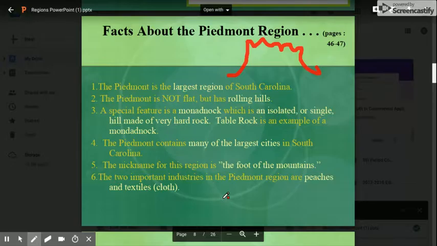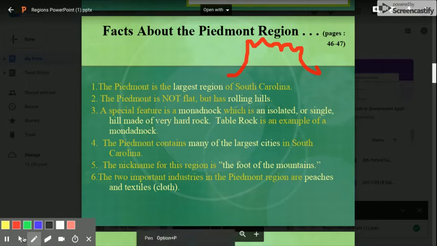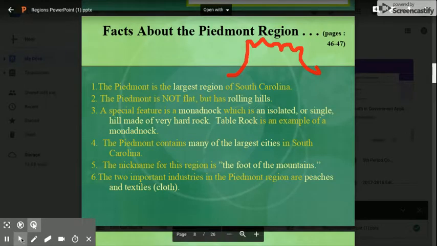It has a monadnock. I always struggle saying that word, which means it is one isolated hill made of very hard rock, table rock. Okay. Some of the largest cities in South Carolina are there, and it is named the Foothills because it's at the foot of the mountains, and it is hilly.